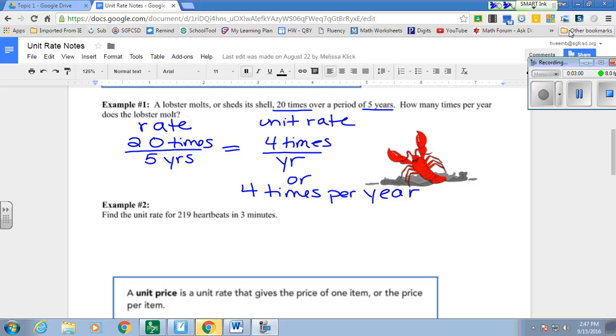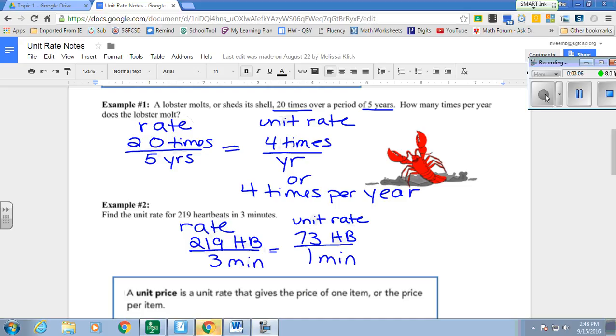Go on, try 2. My final answer was 73 heartbeats per minute. Again, to get that 73, all I'm doing is dividing 219 divided by 3. You can use the calculator or you can show the long division on the side.